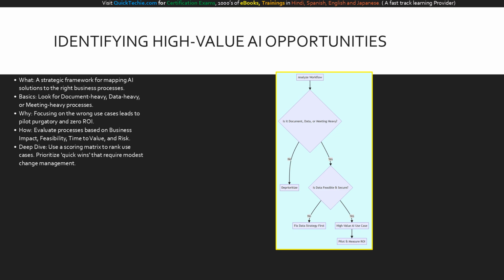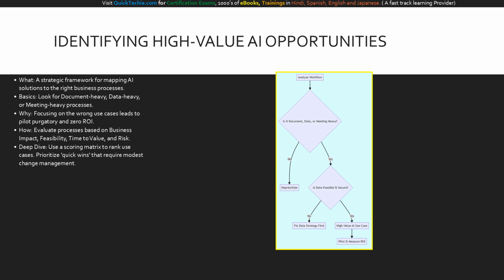For a deep dive, you should treat AI use cases like a financial portfolio. Rank them using a scoring matrix. Prioritize the high-impact, low-risk, quick wins to build organizational momentum before tackling massive, complex transformations. Don't adopt AI for the sake of AI. Adopt it to solve specific, measurable business pain points.